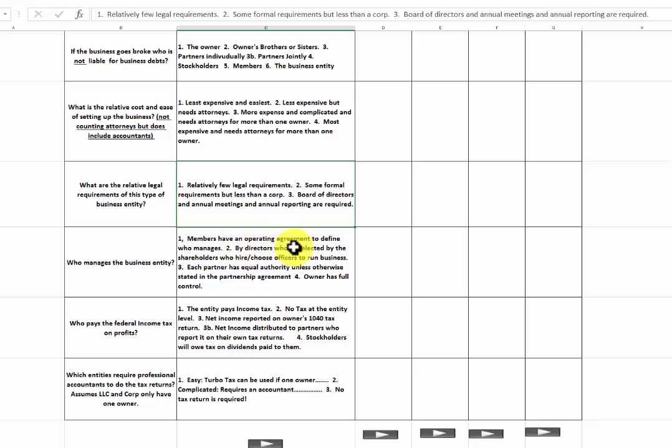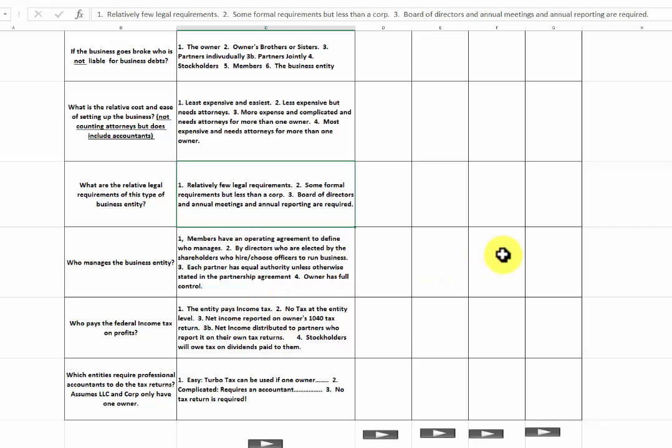Directors who are elected by the shareholders, who hire and choose officers and run the business. That's a corporation. Each partner has equal authority unless otherwise stated in the partnership agreement. Well, that's obviously a partnership. Owner has full control. Well, that's a sole proprietorship.